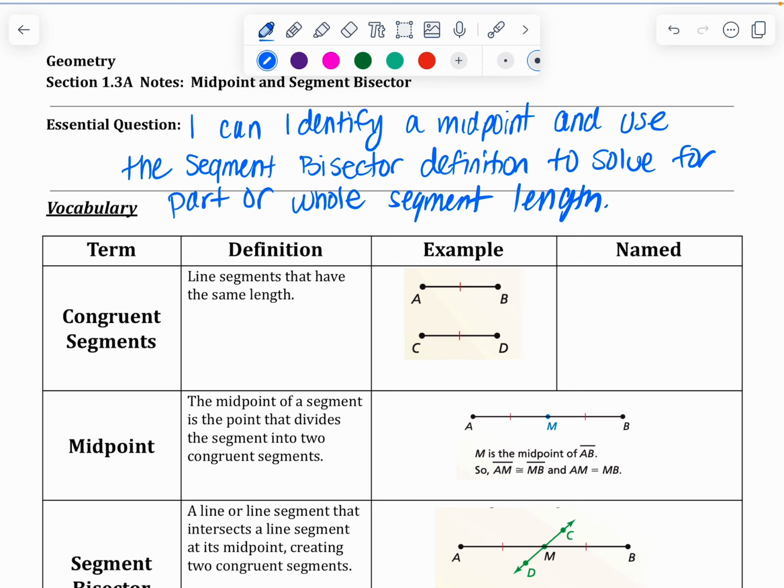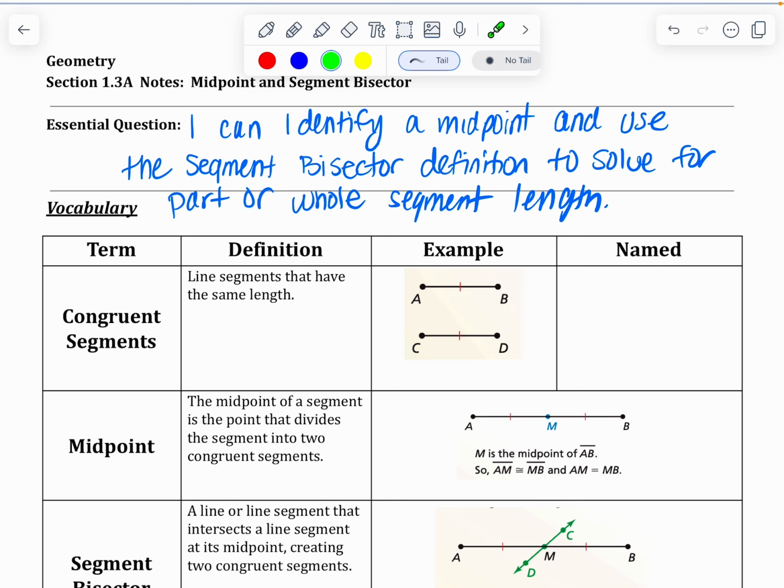If you have congruent segments, those are line segments that have the same lengths. So there's the diagram example. This mark right here shows that they are congruent. So we want to have that mark. We never want to assume that two segments look to be the same. We want to make sure that we see this mark here that shows that they are congruent.